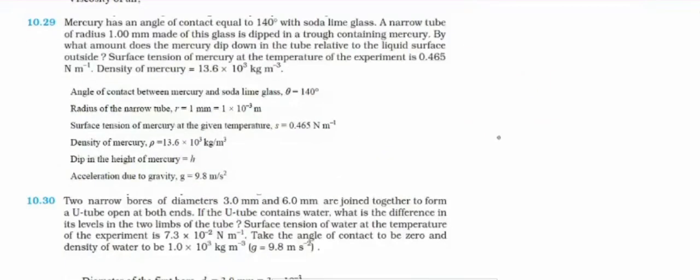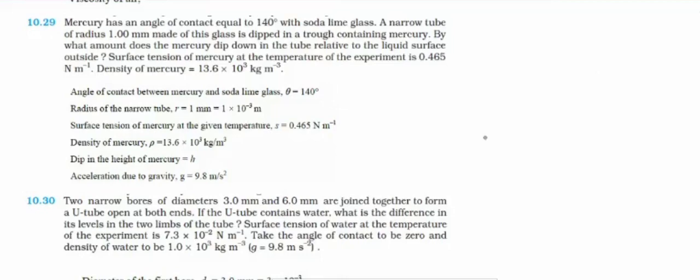Then question 29, mercury has an angle of contact equal to 140 degree with soda lime glass. A narrow tube of radius 1 millimeter made of this glass is dipped in a trough containing mercury. By what amount does the mercury dip down in the tube relative to the liquid surface outside?